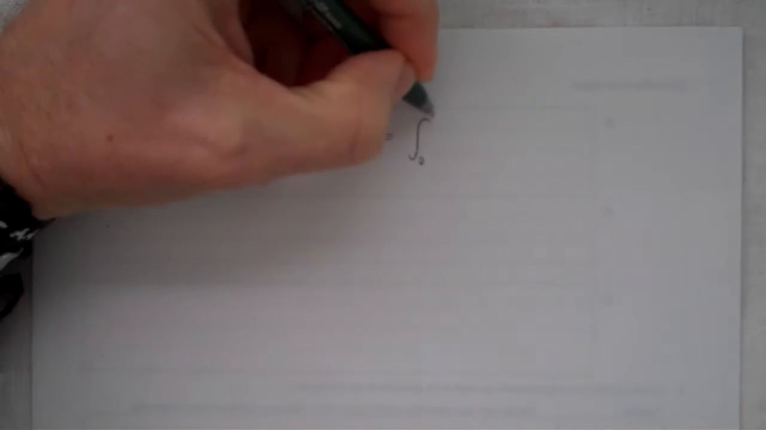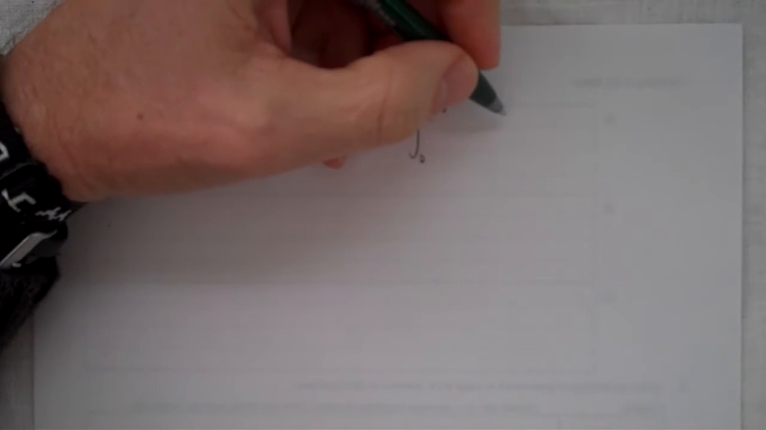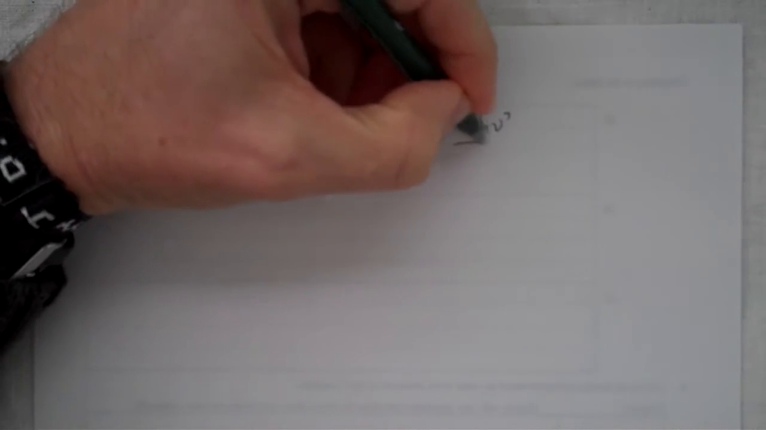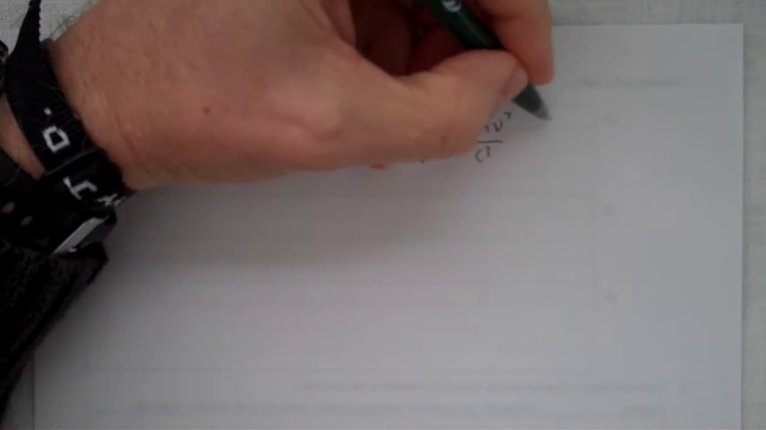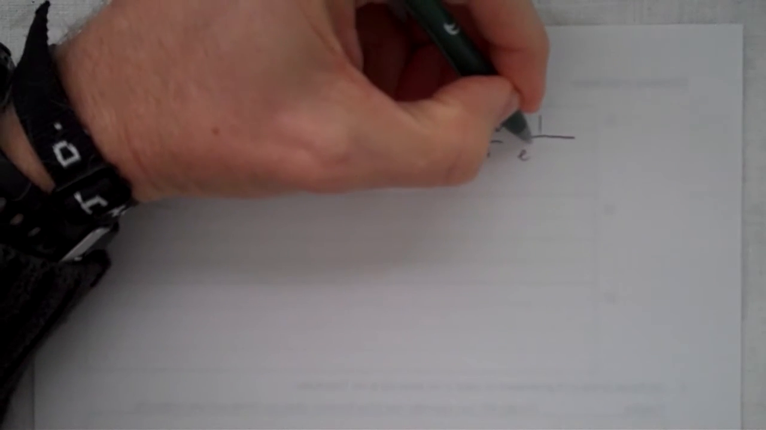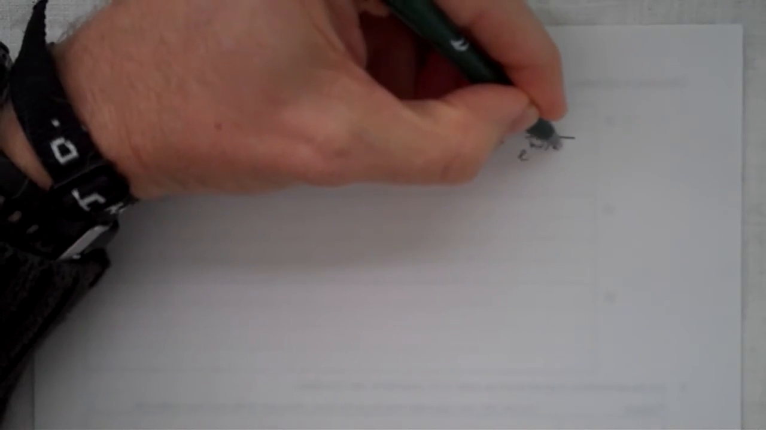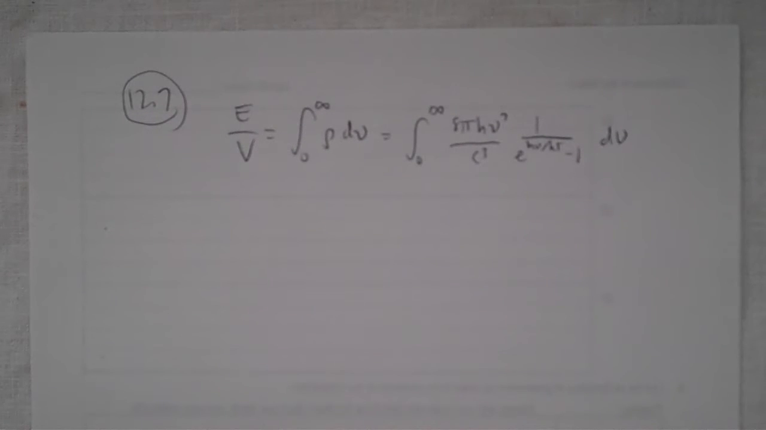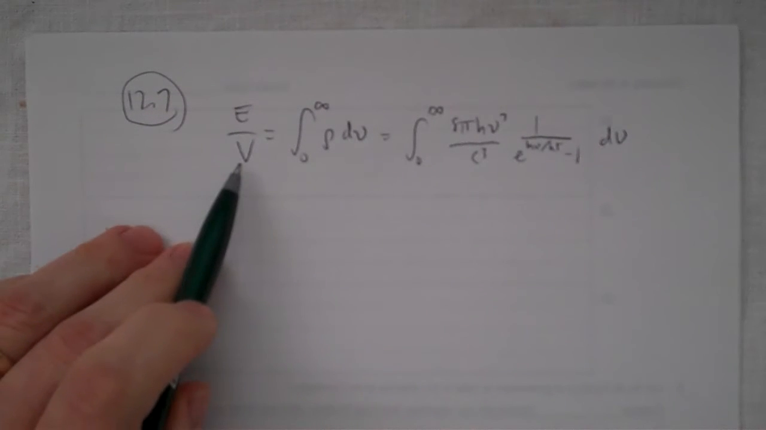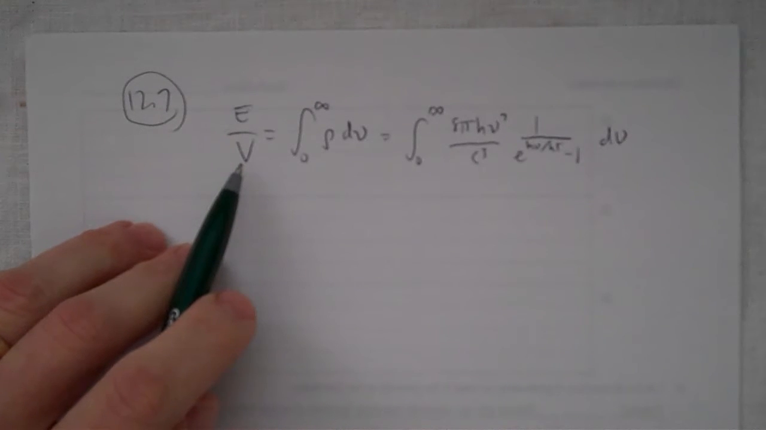of rho d nu, which is equal to the integral of 8 pi h nu cubed over c cubed times 1 over e to the h nu over kT minus 1 d nu. That's what it's given by, okay? So we're supposed to show that this energy density, that is the energy per unit volume, radiated by a black body, depends on the temperature as T to the fourth.